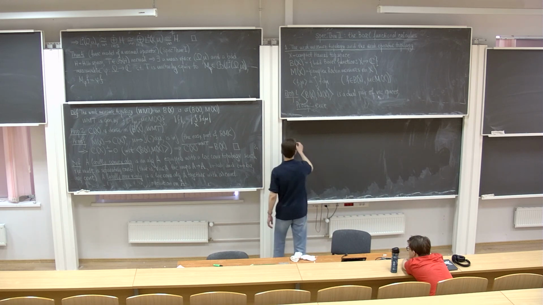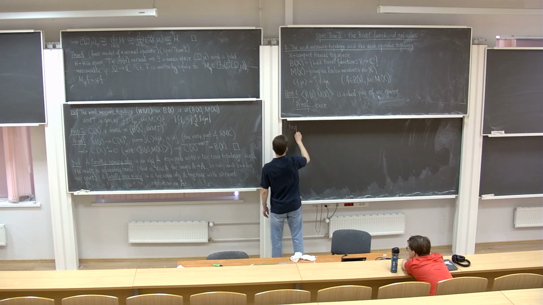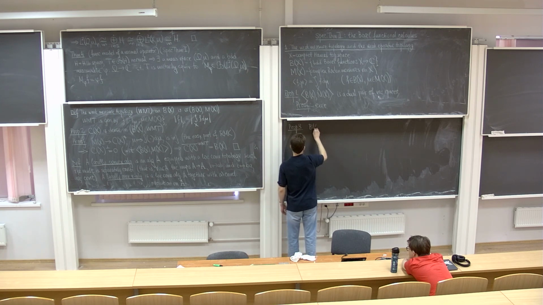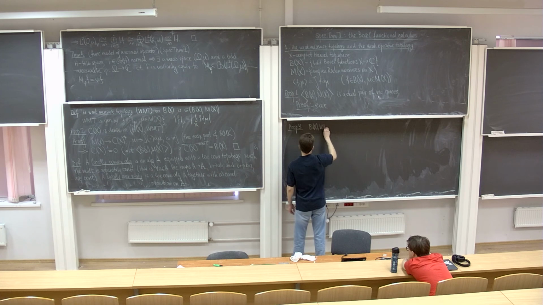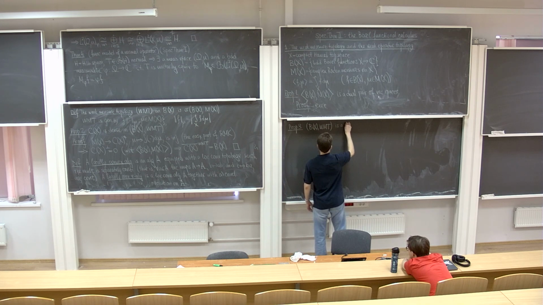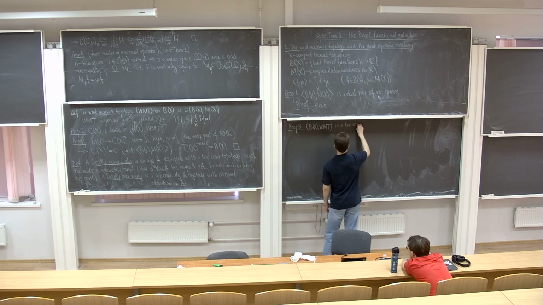So now I claim, this is our next proposition, Proposition 3, that if we equip B(X) with the weak measure topology, then this is a locally convex star algebra.